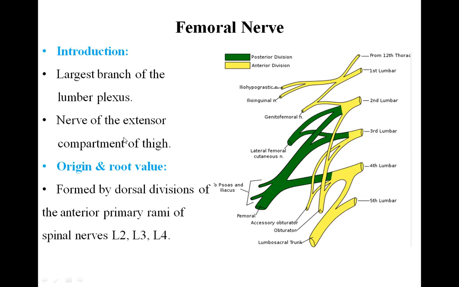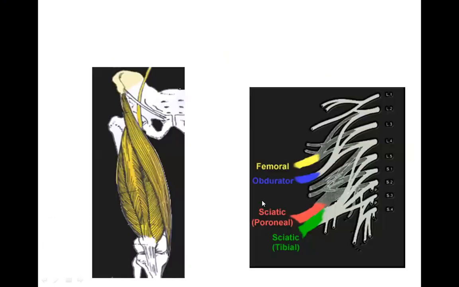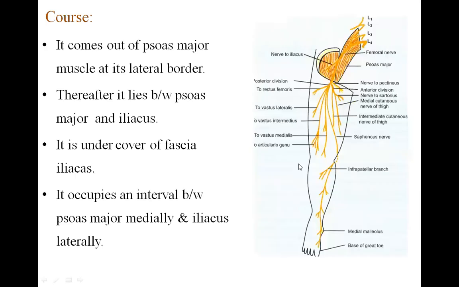It is the nerve of the extensor compartment of the thigh. It is formed by the dorsal divisions of the anterior primary rami of the spinal nerves, second, third, and fourth lumbar nerve. So here is the formation of the femoral nerve. So here is the femoral nerve. Here also you can appreciate the femoral nerve.